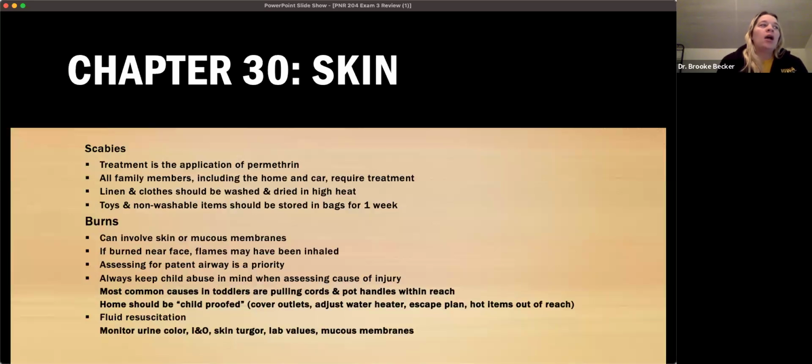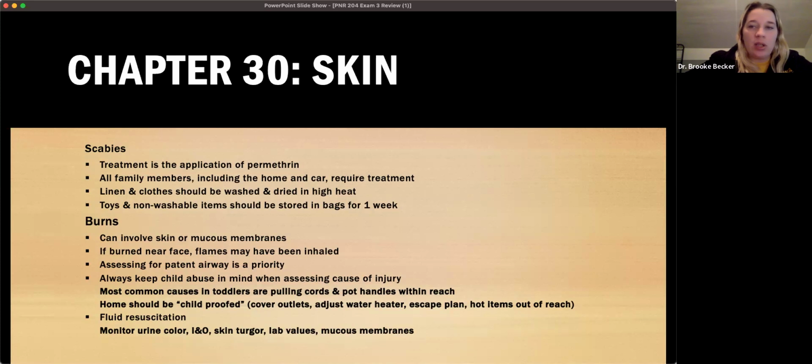Okay. With burns, if it's a weird pattern or it seems atypical, obviously you always want to have child abuse as a concern in the back of your mind, especially if that story is changing between the child and the parent or between the two parents. So make sure you keep that in mind, okay?